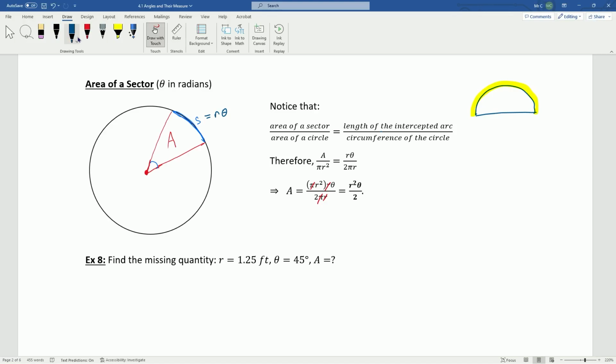So let's take a look at this example. Find the missing quantity where r is equal to 1.25 feet, theta is 45 degrees, and the area is what? Theta was given in degrees, but since we are using the length of the intercepted arc, we're using radian measure here, so we have to make sure we convert to radians first. I'll multiply by pi radians divided by 180 degrees. Degrees cancel. 45 over 180 is 1/4. So this becomes pi over 4 radians.